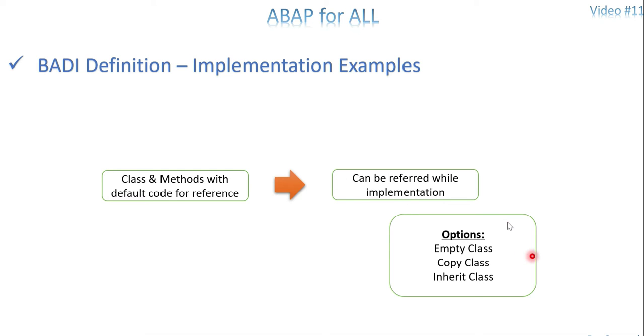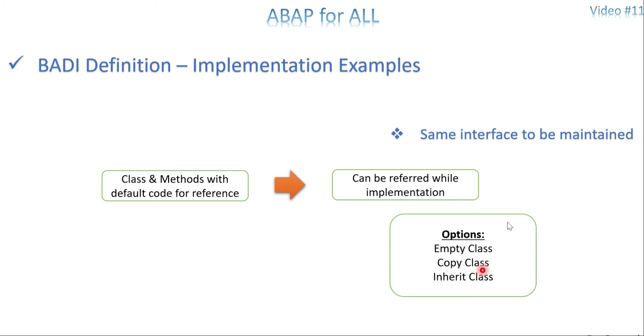Then there are three options. You can create an empty class, meaning you are ignoring it completely; copy class, where you just copy the code; and inherit class, where you make use of that class as a super class and inherit the concept to your implementation part. There is a check: if you are going to inherit, make sure your example class has not checked the final checkbox in the class definition. If it is checked as final, you are not able to inherit, you can only use the copy class option. Okay, so this is about implementation examples in the BADI definition.